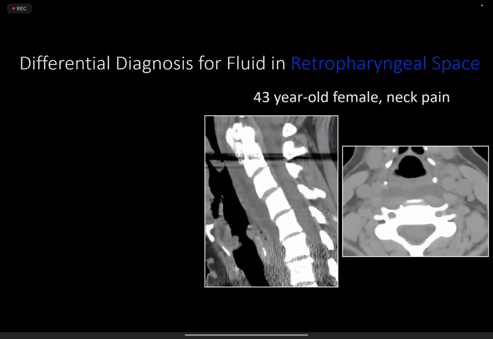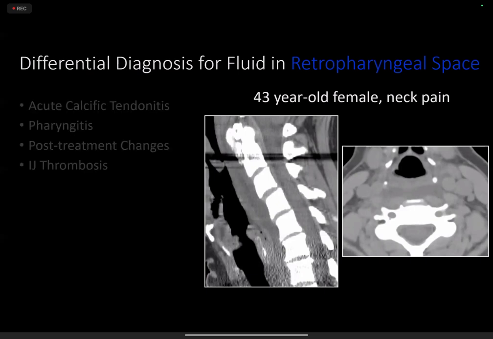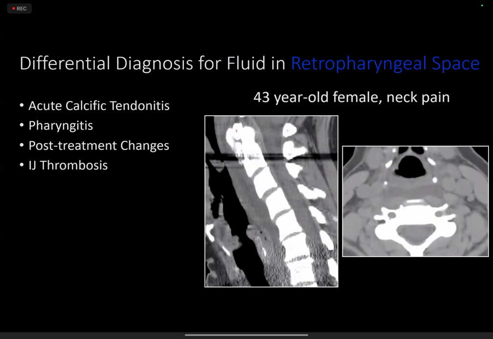So whenever you see fluid within this space, I need you to think about four different differentials. Acute calcific tendonitis of the longus colli, pharyngitis, post-treatment changes of the neck, patients that have had head and neck cancer that have been radiated, and then always take a look at your vein because IJ thrombosis can cause fluid as well.